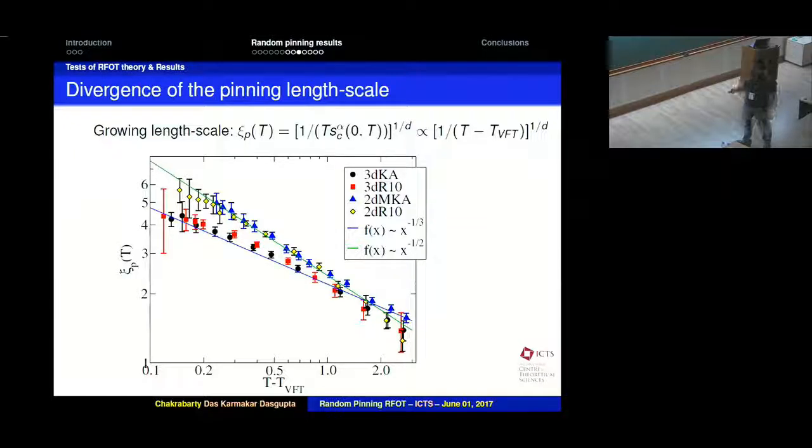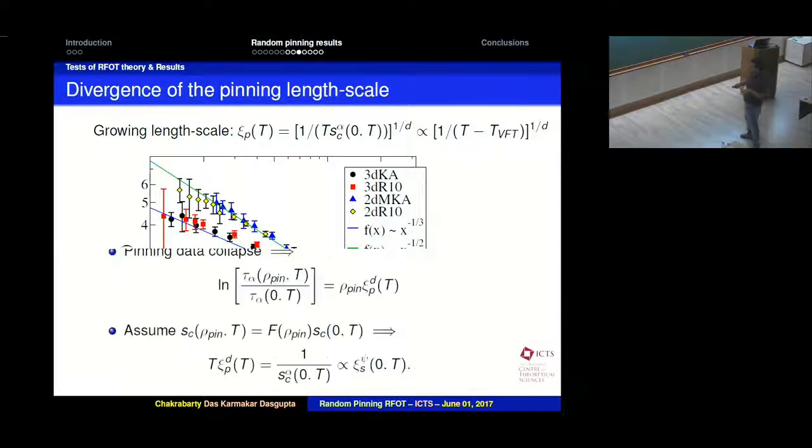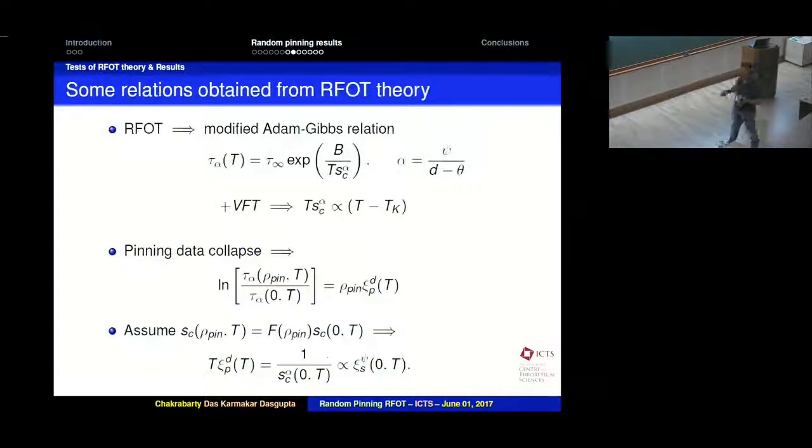What we plot is xi_p versus T minus T_K in a log-log plot, and these lines are x to the power minus 1 over d. For the three-dimensional cases the plots are very good, and the two-dimensional ones also look reasonably good. So what you see is this relation: xi_p to the power d goes like 1 over T minus T_K.